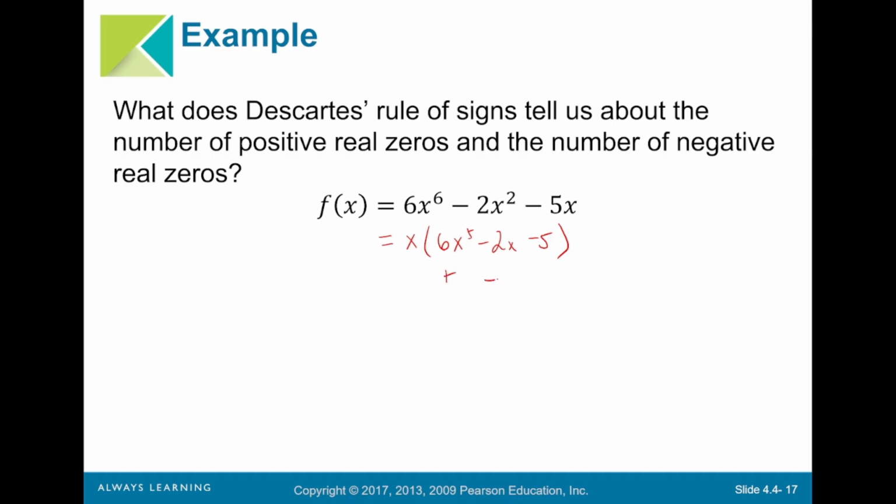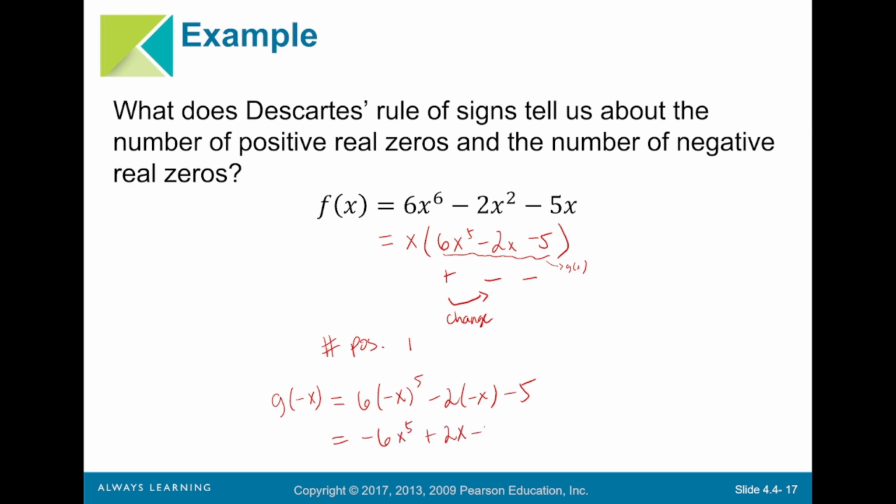Now looking at our signs, I have a plus, a minus, and a minus, so I have one change in sign. That means my number of positive zeros is 1. Now, looking at the negative zeros, I want to focus on this function in here, which for now I'll call g of x. So let's look at g of negative x, which is 6 times negative x to the 5th minus 2 times negative x minus 5. Well, that gives me negative 6x to the 5 plus 2x minus 5, which is a minus, a plus, and a minus. That is 2 changes. Therefore, for my number of negative zeros, I can have 2 or 0.